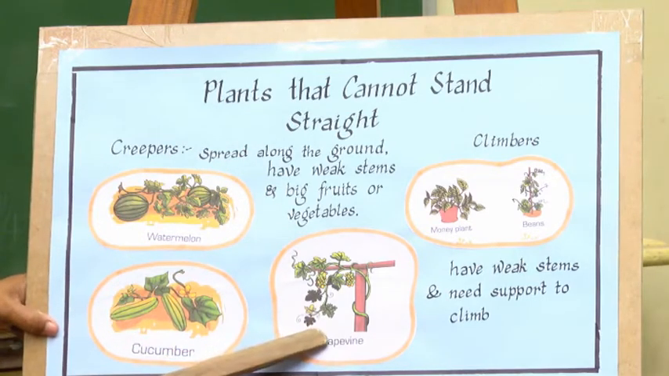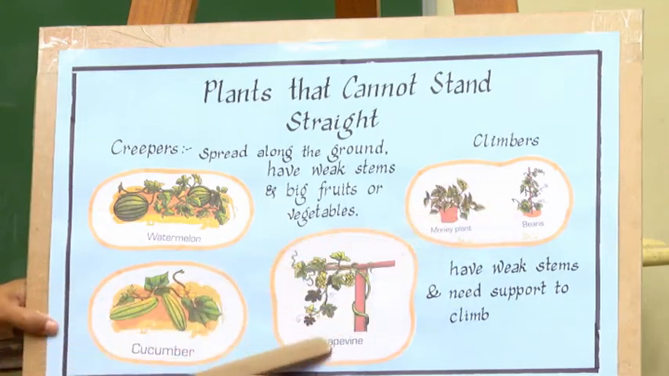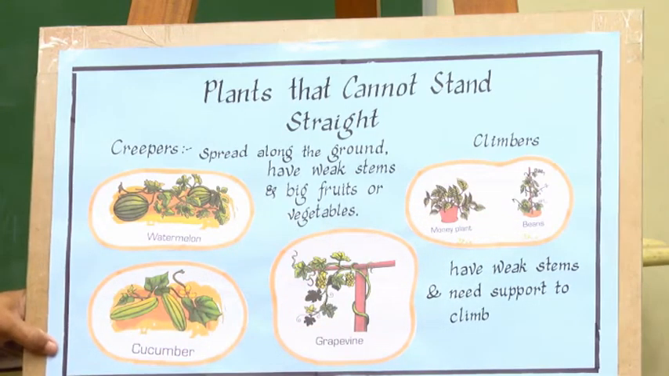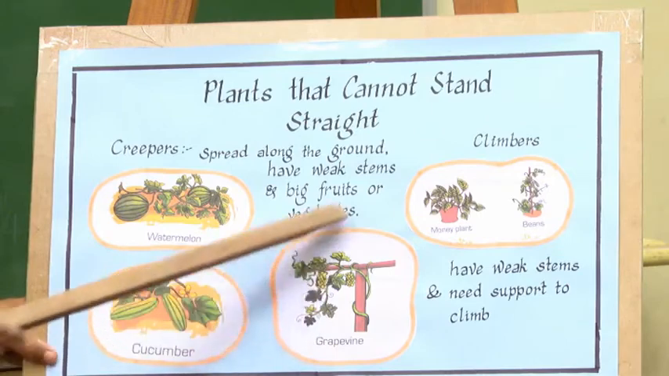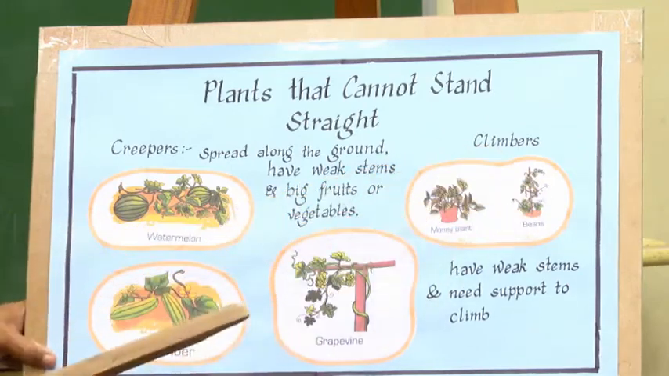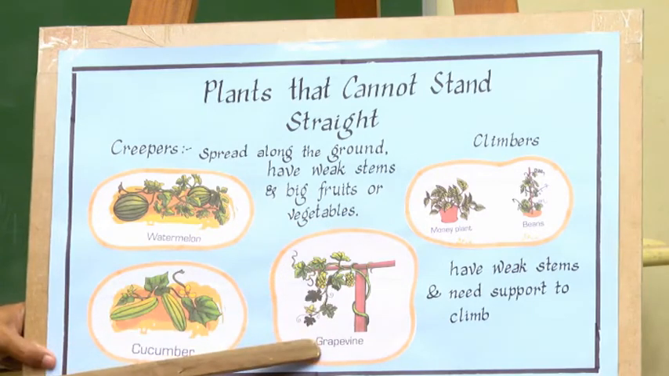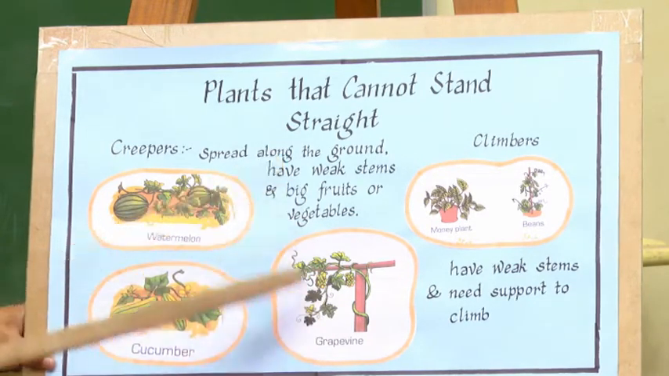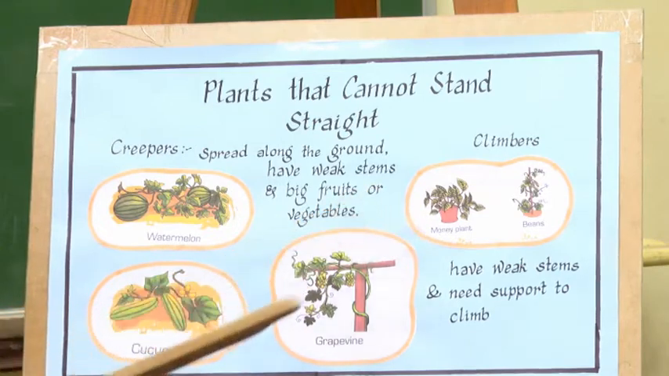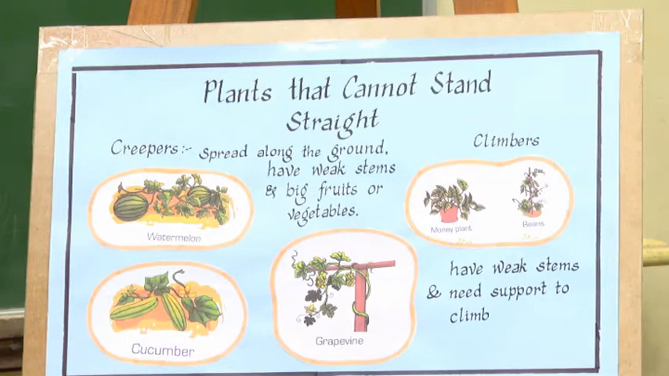But grapevine, money plant and beans, even though they have weaker stems, if they get any support, they can climb up. So they are called climbers. They can climb up the wall. If any stick is given for support, they will grow up. Even the money plant and bean plants, if you give a stick for support, will climb up. Plants that cannot stand straight.